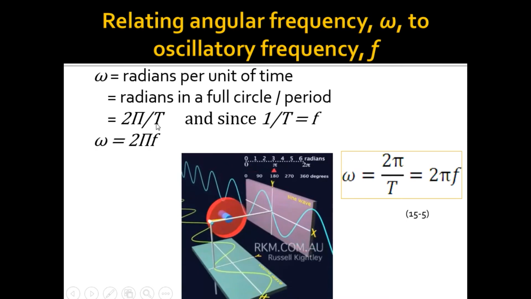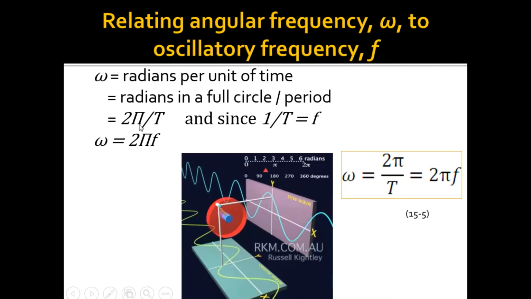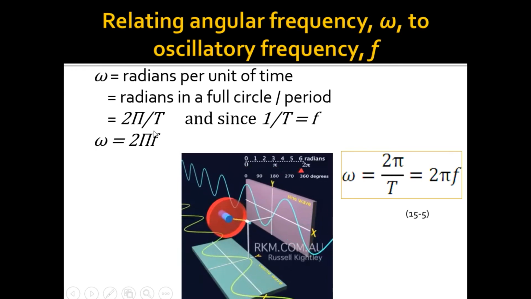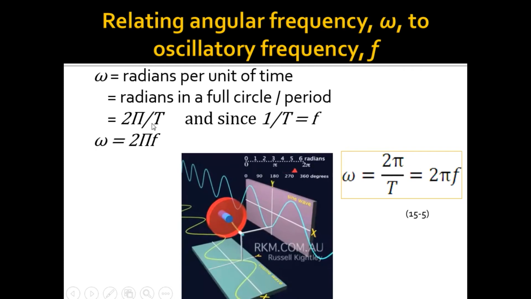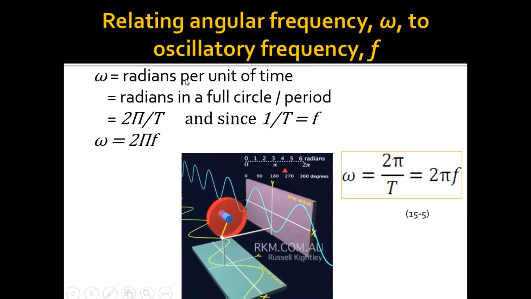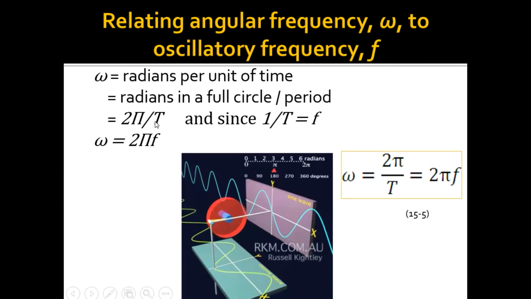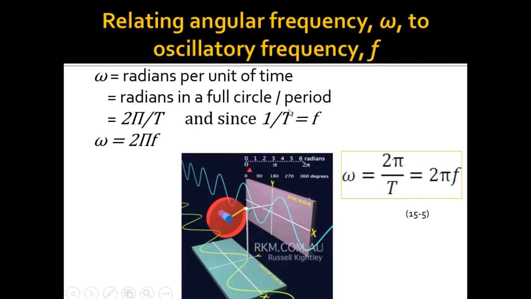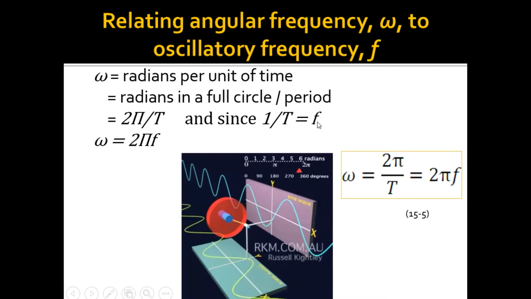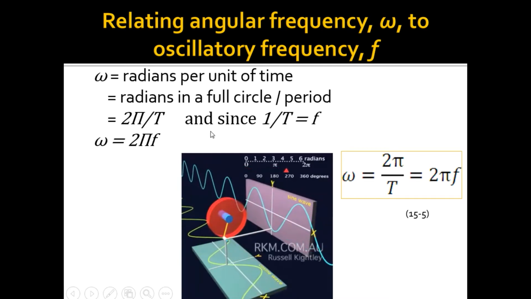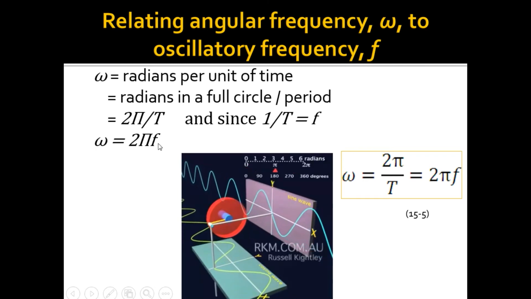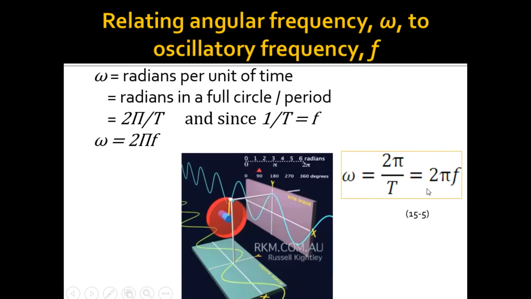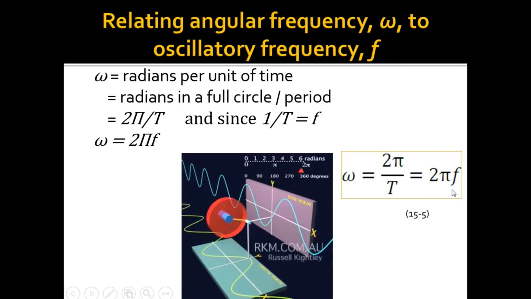So I'll just use the time and the radians for one complete cycle. In one complete cycle, I have 2 pi radians, and the time it takes for one cycle, by definition, is the period. So radians per unit of time is 2 pi radians per period. And since 1 over the period is the frequency, remember that frequency and period are reciprocals of one another. I can replace 1 over T with f, and I see that my angular frequency of an oscillation is equal to 2 pi times the frequency.